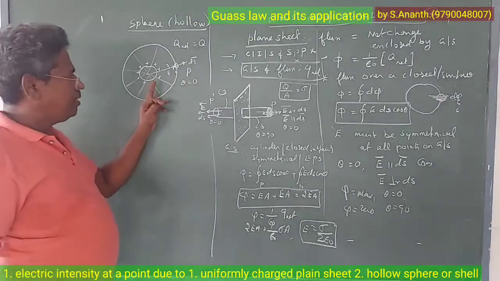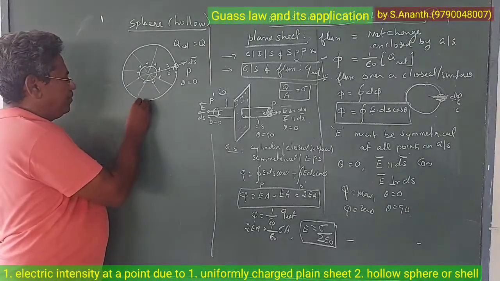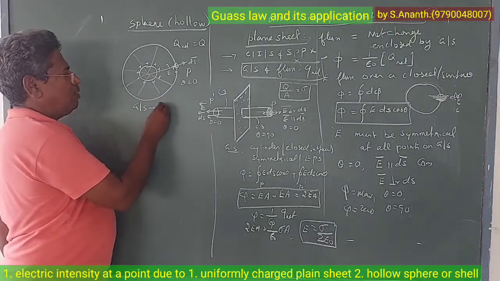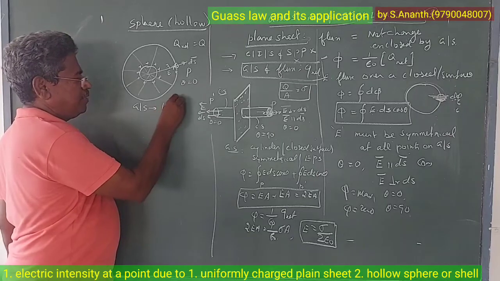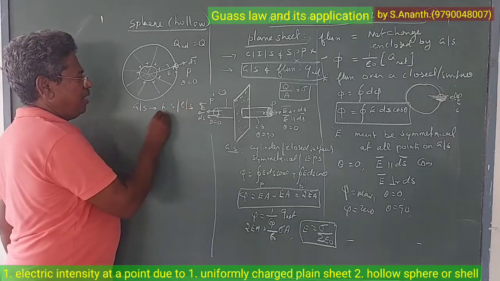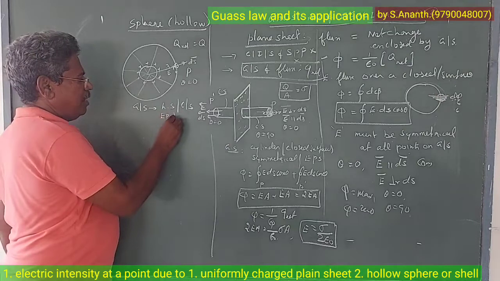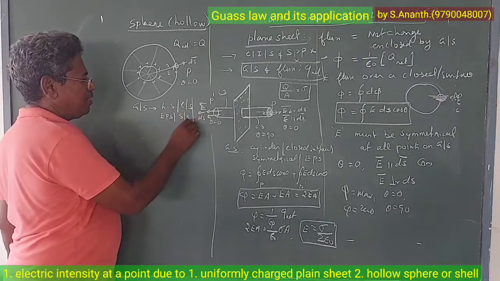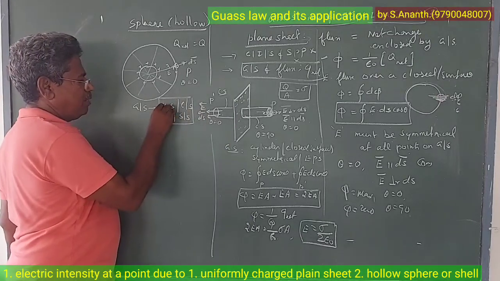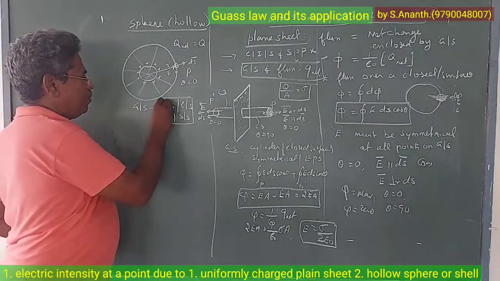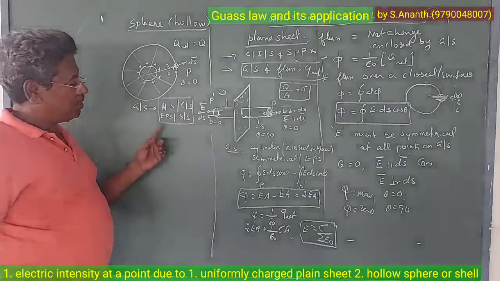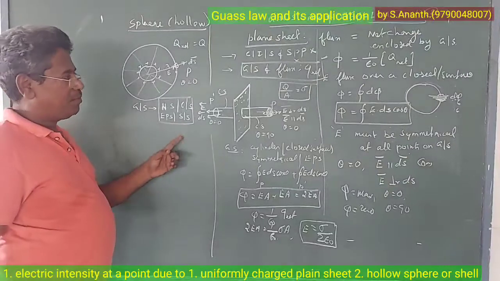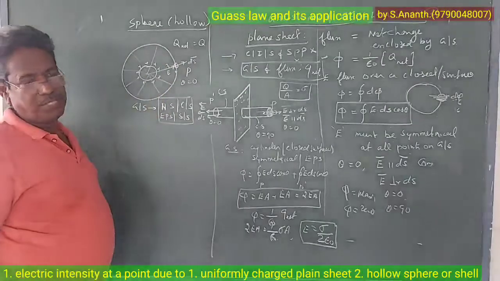மறுபடியும் ரிப்பீட் பண்றேன், இந்த Gaussian surface யாரு அப்படினா, அது ஒரு ஸ்பெரிக்கல் அல்லது ஹாலோ ஸ்பியர், அது ஒரு closed surface, அது ஒரு equipotential surface, அது ஒரு symmetrical surface. இதெல்லாம் Gaussian surface உடைய அடையாளங்கள். So that theta equal to 0 at all points.